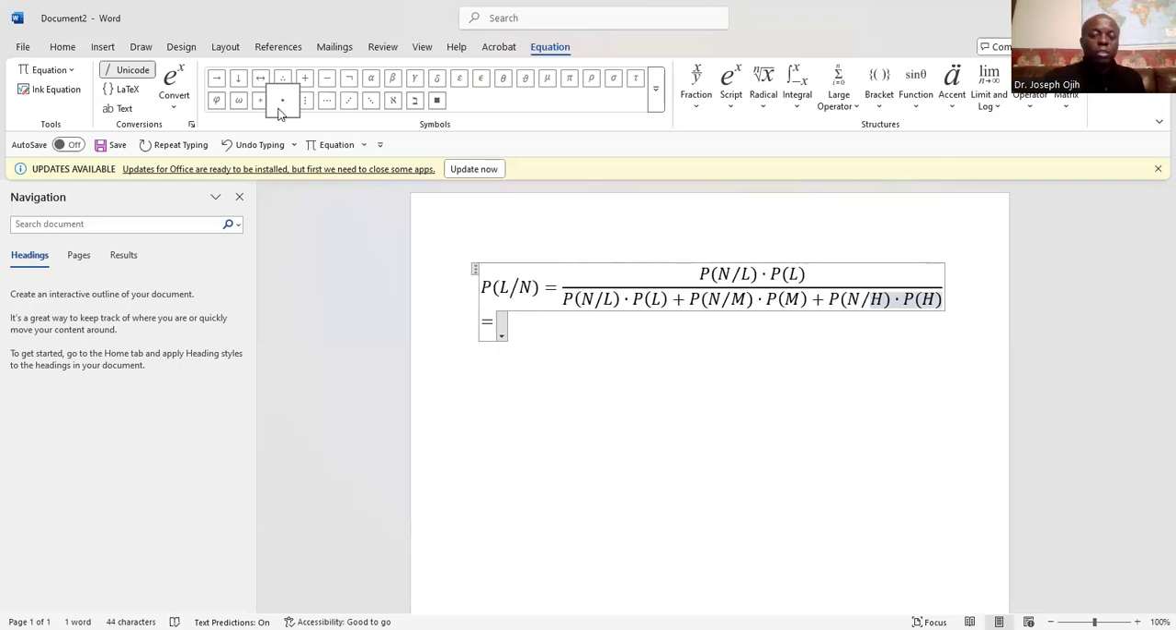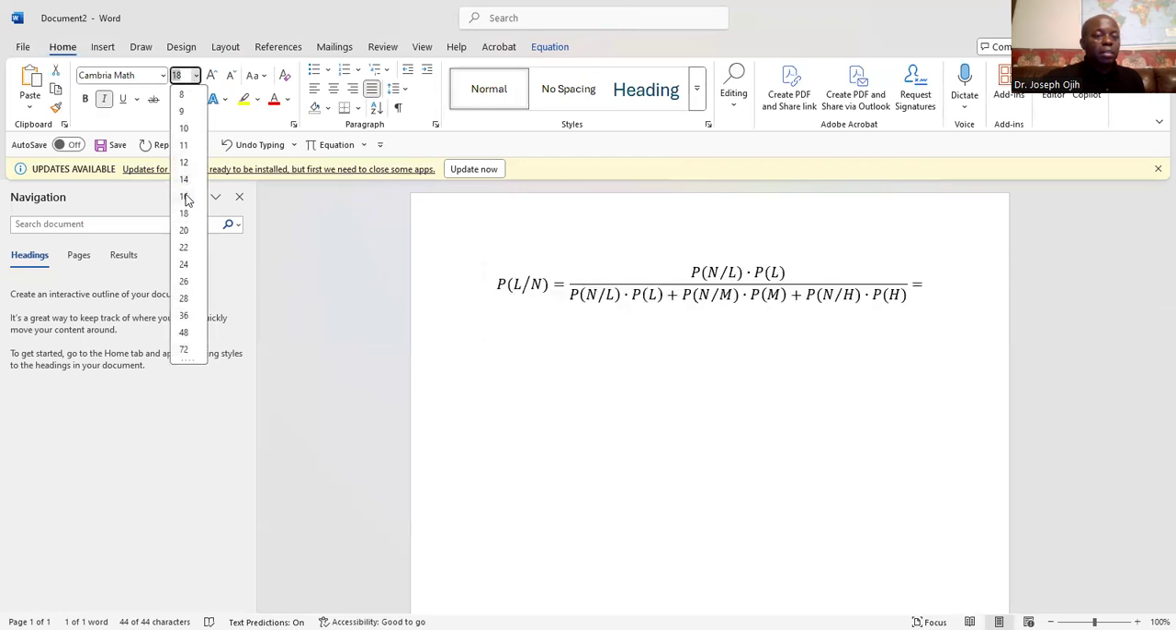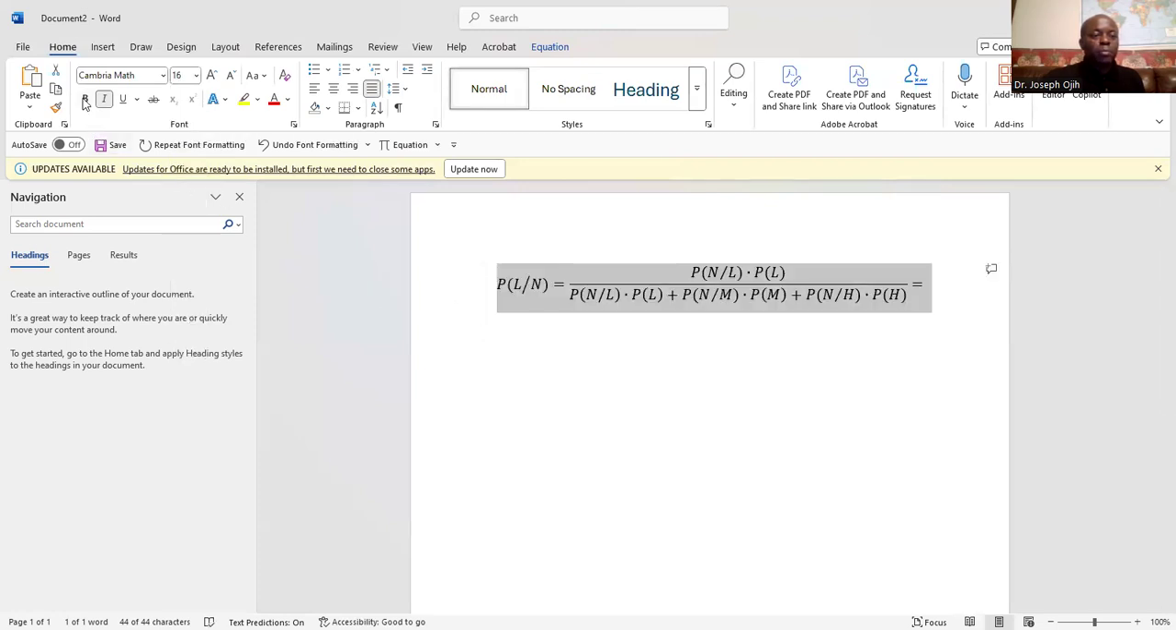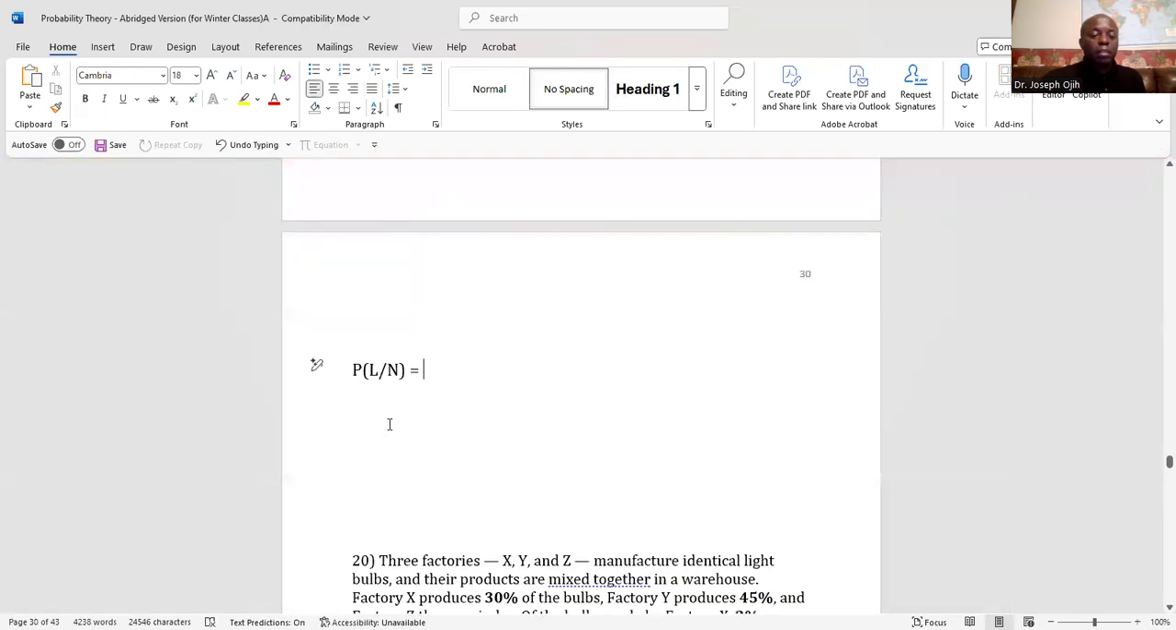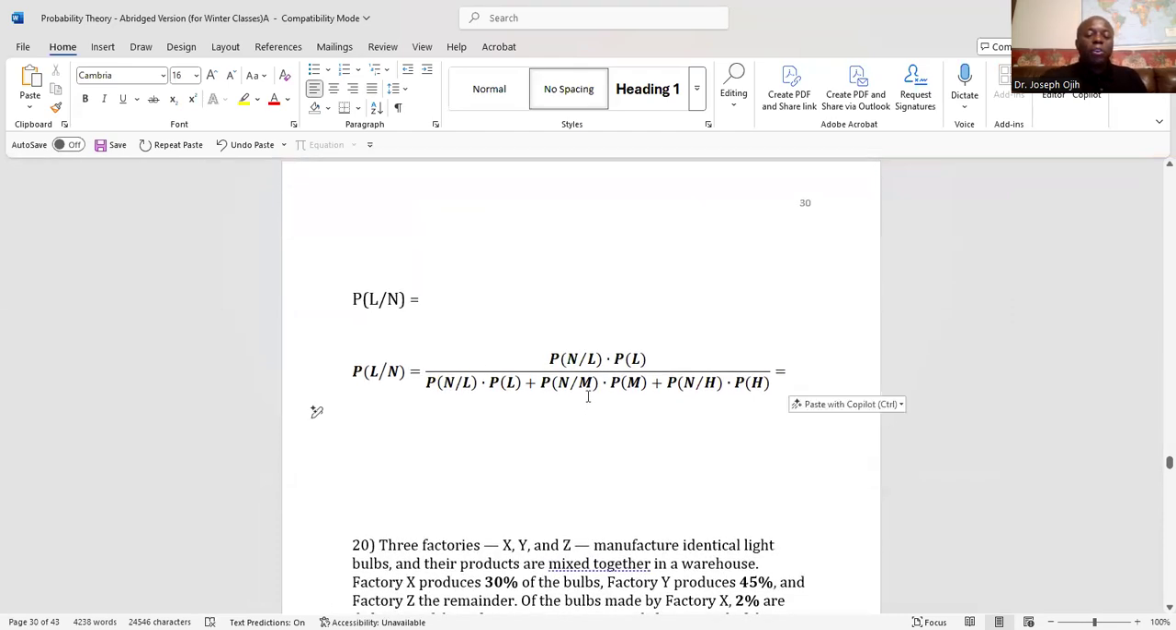I'm going to adjust this, make it 16 so that it will accommodate this place. So this is the formula. I'm going to make it bold, copy it and paste it into our main workbook, and then we can solve this question right here. Which means we need to get all these individual parts: no book given light times probability of light, no book given medium times the probability of medium, and no book given heavy times probability of heavy.